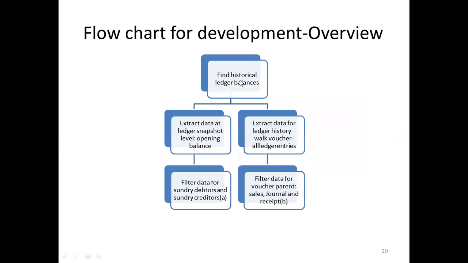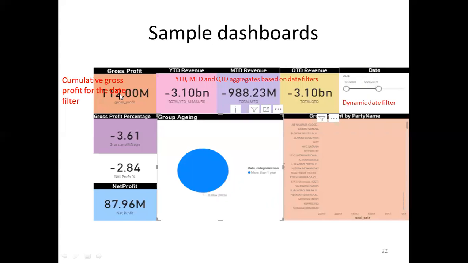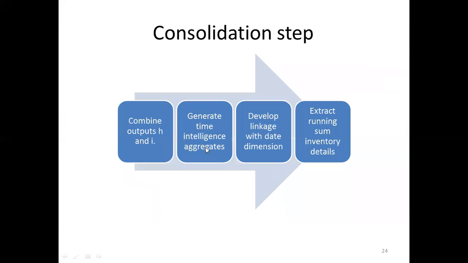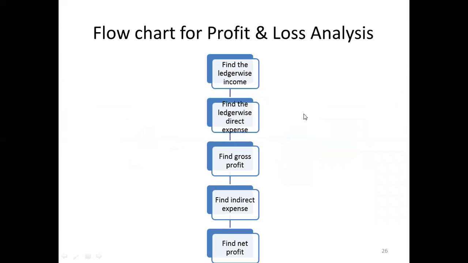Other dashboards help find historical ledger balances and extract data at the ledger level. So if we go here, once you get the historical trial balance, then you can dynamically generate gross profit, year to date, month to date, quarter to date revenue with gross profit percentages and all. Then you get a flowchart for revenue analysis. In terms of inventory, you can do revenue by quarter, revenue by year, revenue by month, right? And this category is derived from voucher all inventory entries.